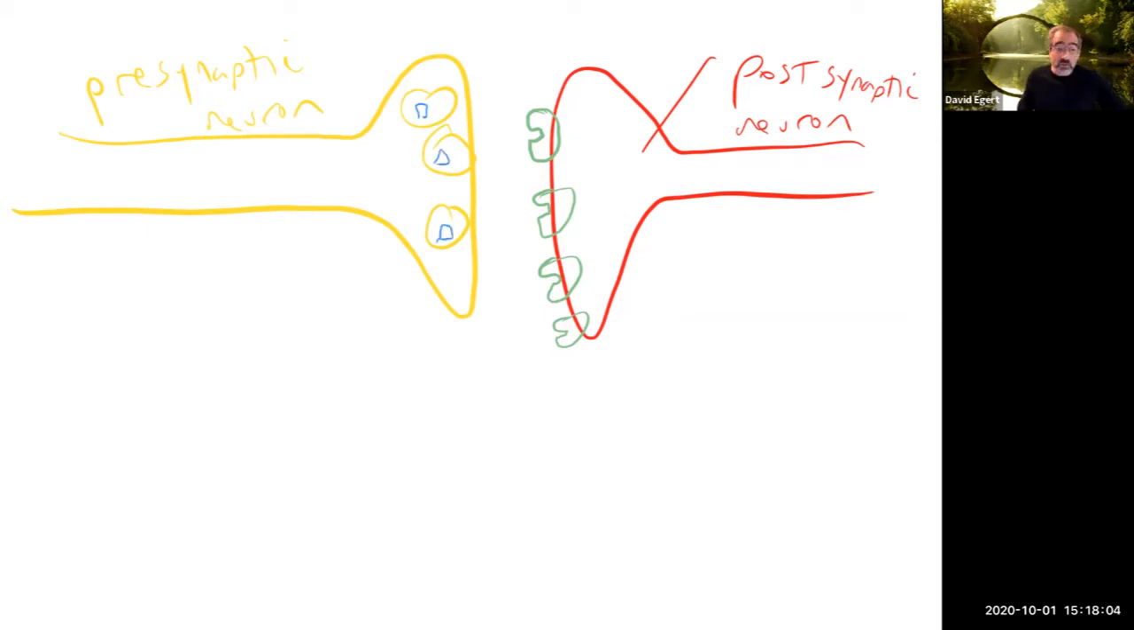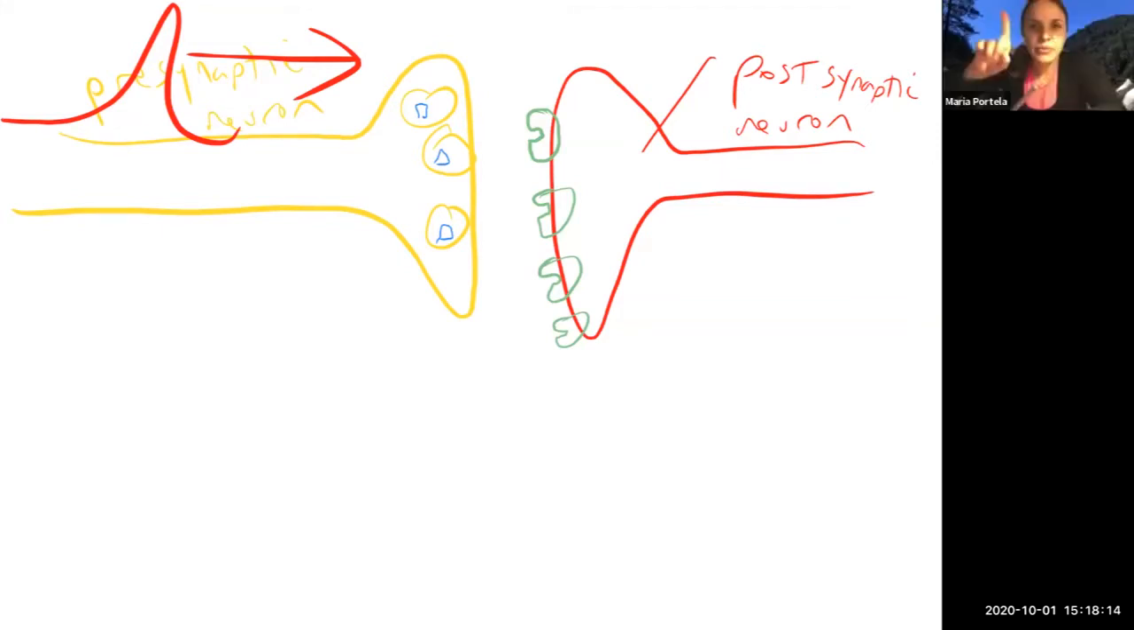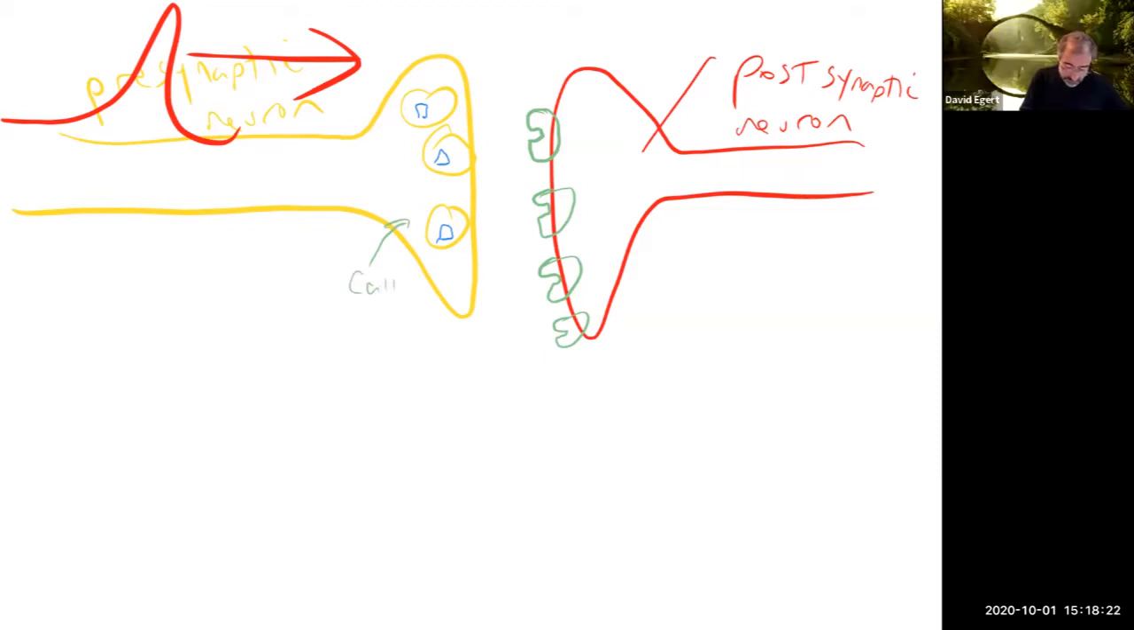And when the action potential reaches the end of this presynaptic neuron axon, what happens? Sodium channels open. Calcium channels open? Calcium, yes. Calcium channels open, calcium comes in. Then what happens next? Exocytosis. The exocytosis of the neurotransmitter, which is then going to bind the receptors there and cause some excitatory postsynaptic potential or some inhibitory postsynaptic potential.